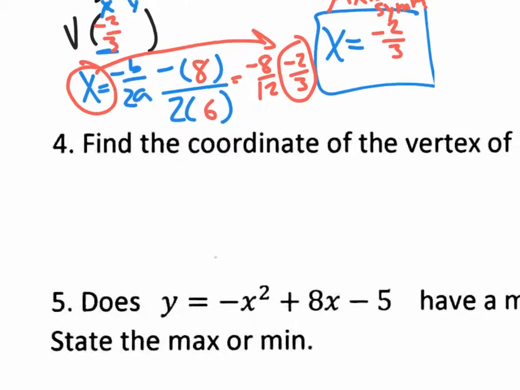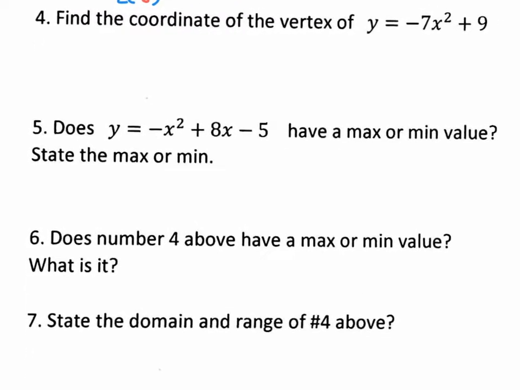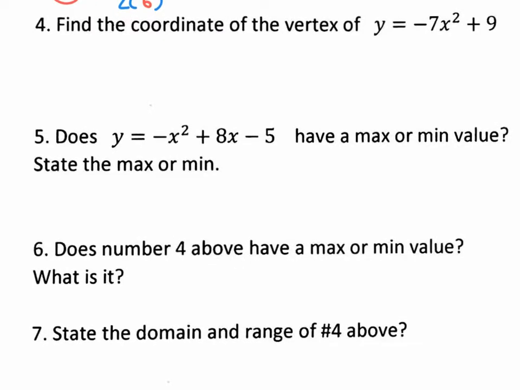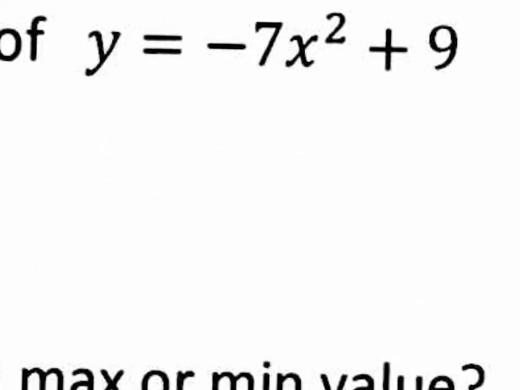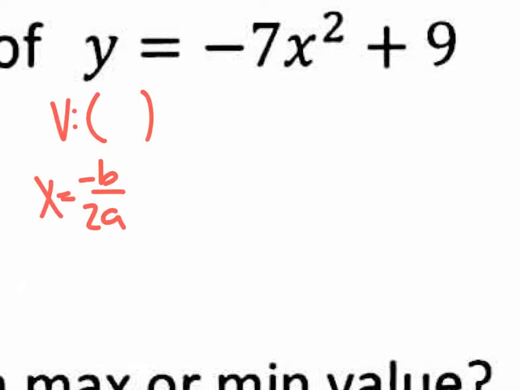Number 4. Find the coordinate of the vertex. Okay. Find the coordinate of the vertex of this guy. So to find the vertex, which is a coordinate, we're going to use x equals negative b over 2 times a, negative parenthesis over 2 times parenthesis.